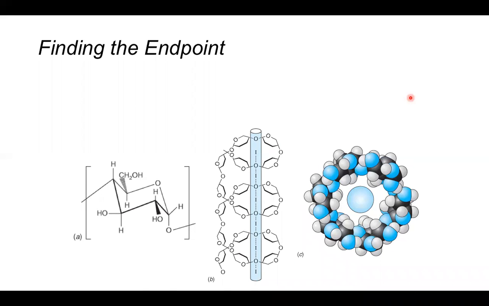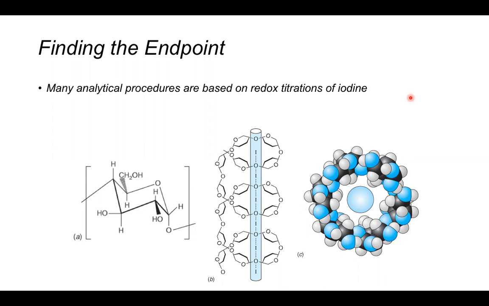So finding the endpoint then. Many analytical procedures are based on redox titrations of iodine. Iodine forms a very nice, deep colored blue solution whenever we add a little bit of starch, due to a starch iodine complex being formed. So the iodine here is inside of the starch.